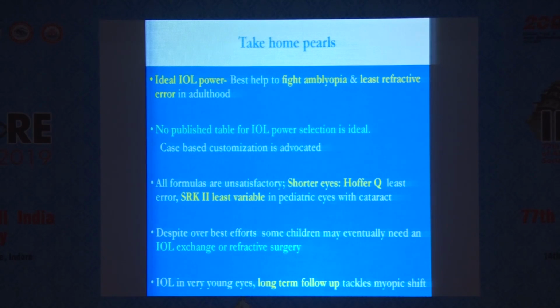Despite our best efforts, some children will definitely, maybe later on, require an IOL exchange or refractive surgery. So for IOL in very young children, we recommend a long-term follow-up to tackle myopic shift.